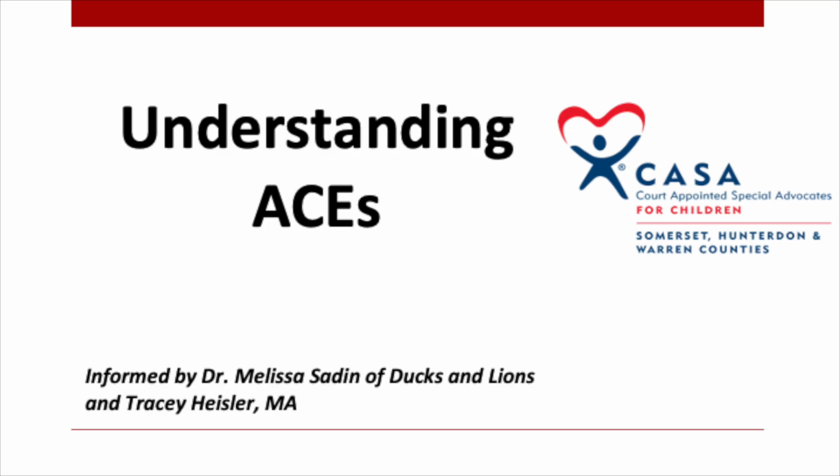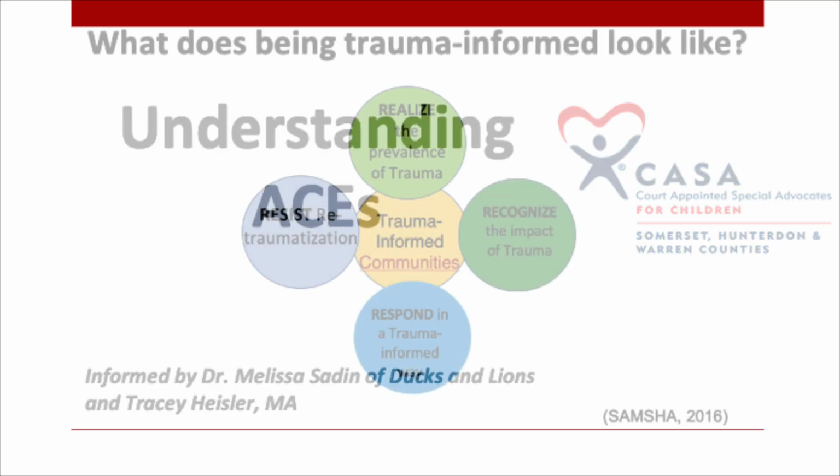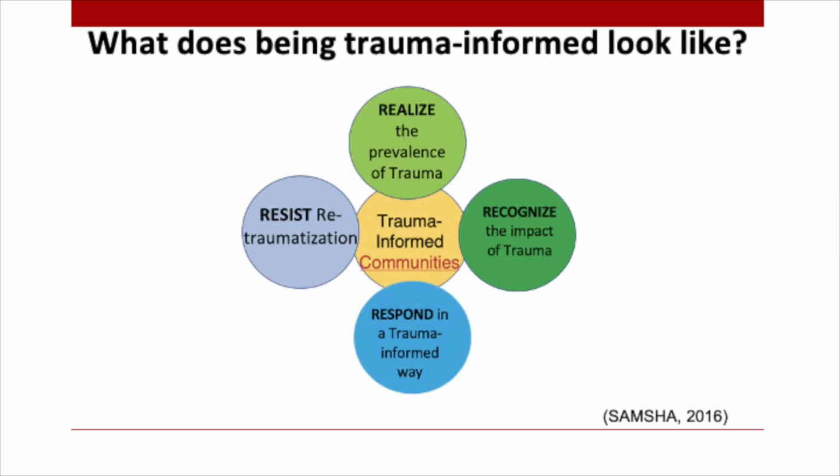So what does being trauma-informed look like? According to the Substance Abuse and Mental Health Services Administration of the Federal Government, or SAMHSA, there are 4 parts. Part 1, realize the prevalence of trauma. 2, recognize the impacts. 3, respond in a trauma-informed way. And 4, resist re-traumatizing people. We refer to these as the 4 R's of trauma.